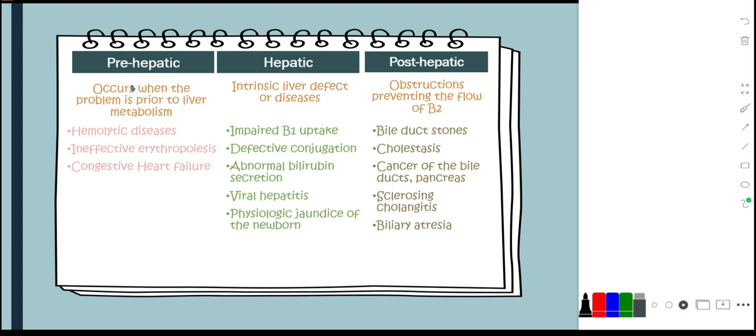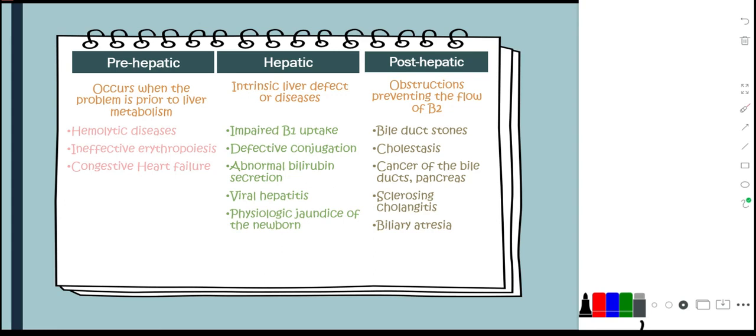So, for prehepatic jaundice, this occurs when the problem is prior to liver metabolism. So, there's no problem with the conjugation, the uptake, and the secretion function of your liver, but rather a certain condition led to increased production of your B1, which will of course lead to high concentrations of your B1. So prehepatic jaundice is associated with hemolytic diseases. Kaya syempre, if there are hemolytic diseases, your RBCs, although they are not senescent, will lyse, and this will increase the level of free hemoglobin, and free hemoglobin will eventually be broken down, producing your B1.